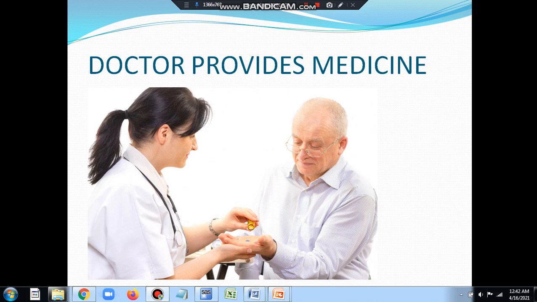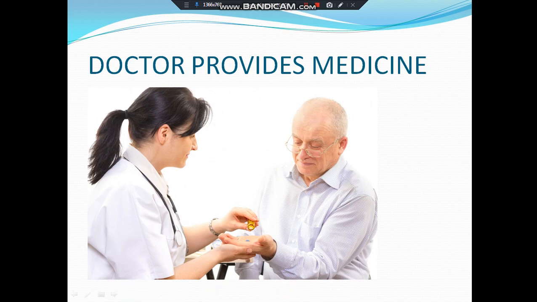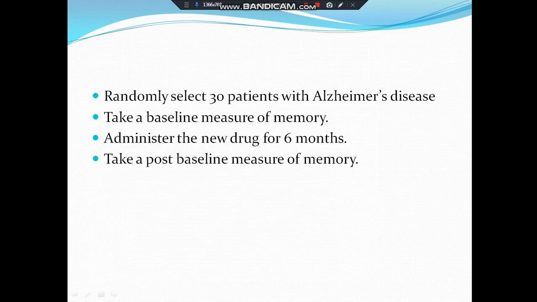So in this, they have recruited a sample of elderly patients who have memory loss and are suffering from Alzheimer's disease. So let's say they randomly select 30 patients with Alzheimer's disease. Take a baseline measure of memory. When we say baseline measure, it's the measurement obtained before the drug is administered to the patient.